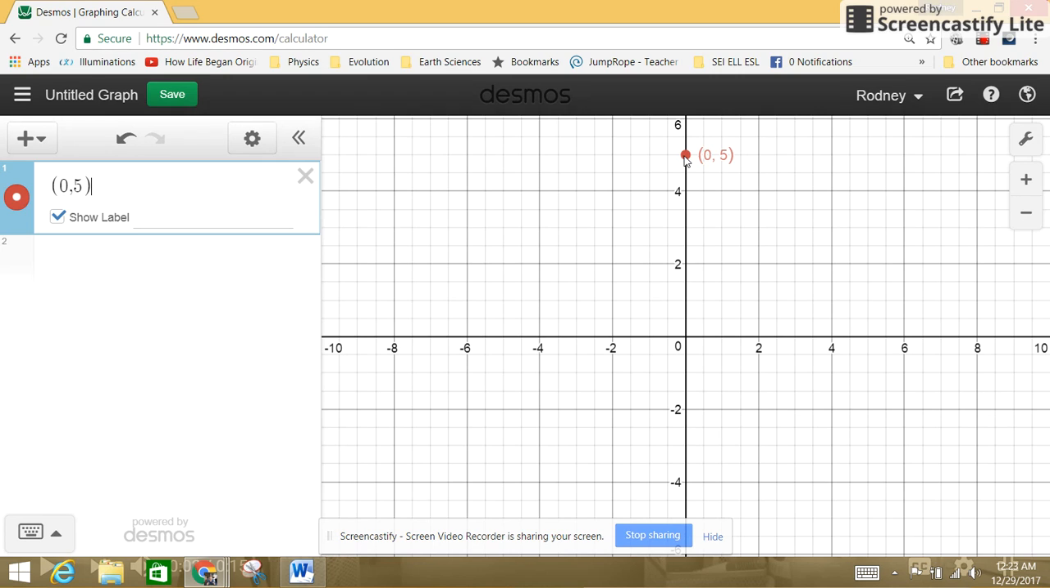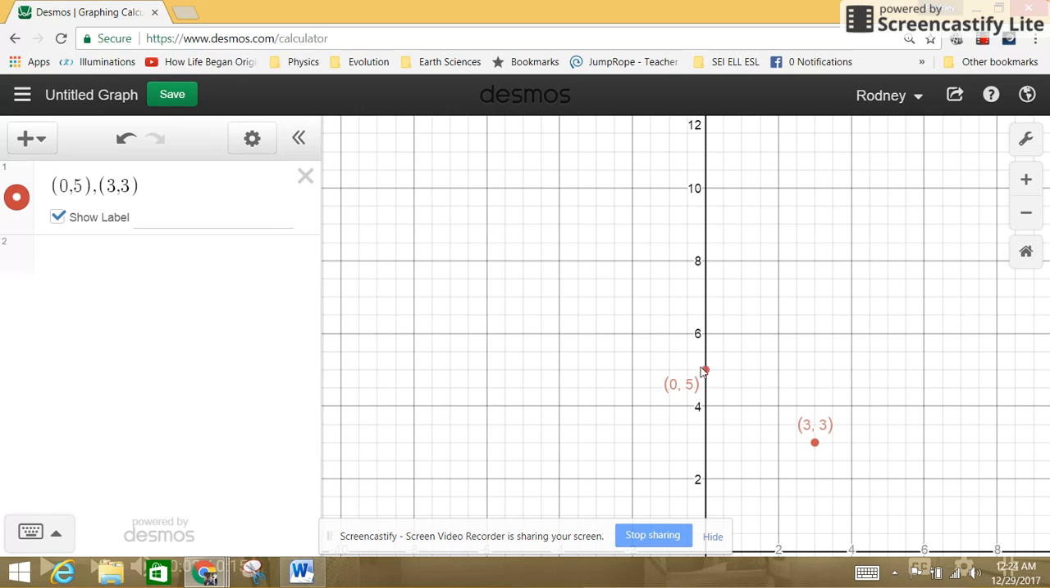So if I go from 5 on the y-axis, I'm going to go down 2, down to 4, down to 3, and then over 1, 2, 3. So I'm going to have a point at 3, 3. I can also work backwards. So if I go down 2 and over 3, I can also go up 2 and back 3.